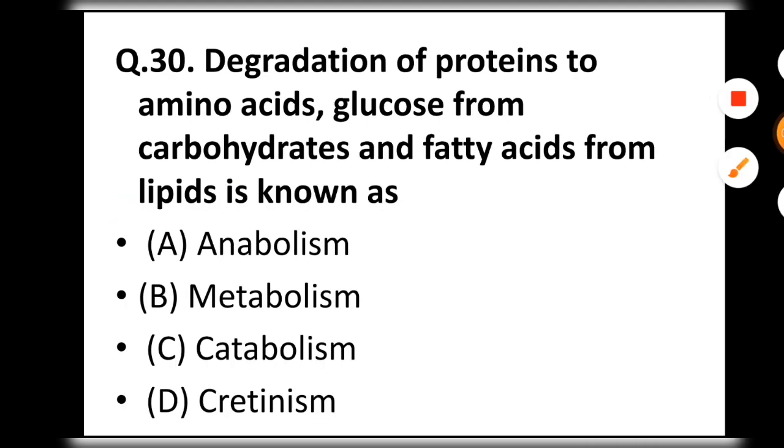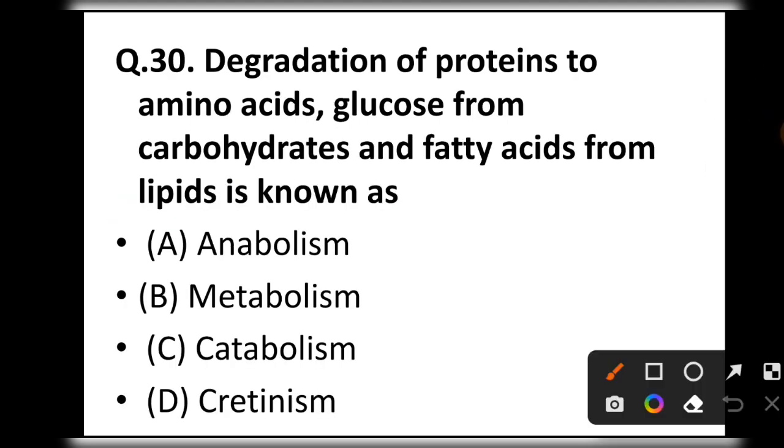Question 30. Degradation of protein to amino acid, glucose from carbohydrate and fatty acid from lipid is known as. Correct answer is option C, known as catabolism.